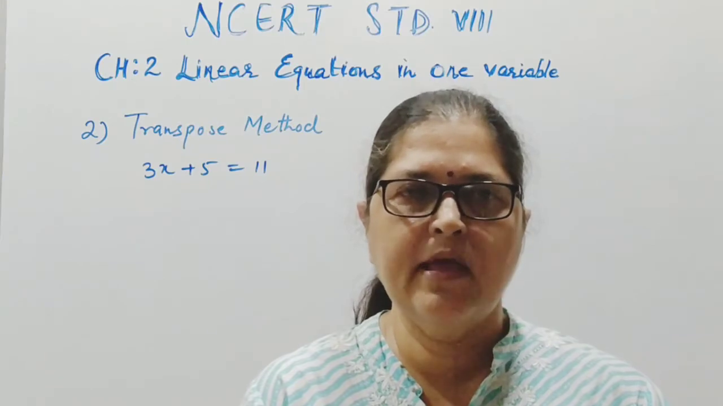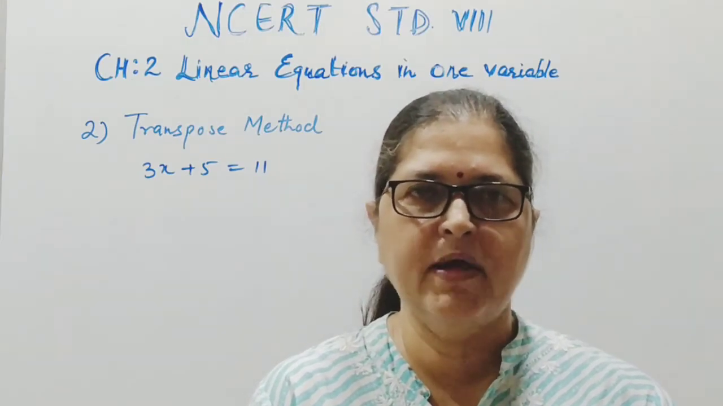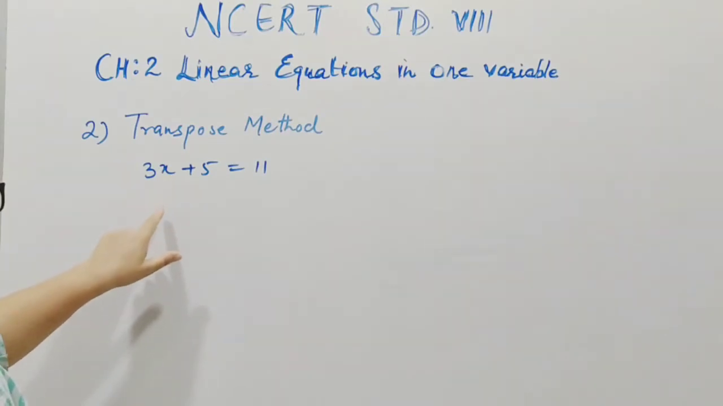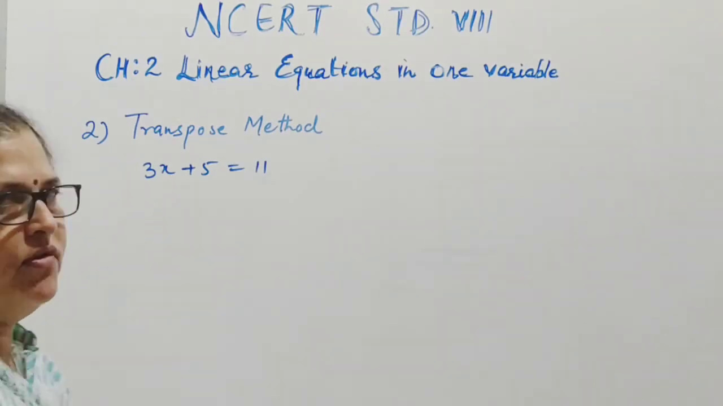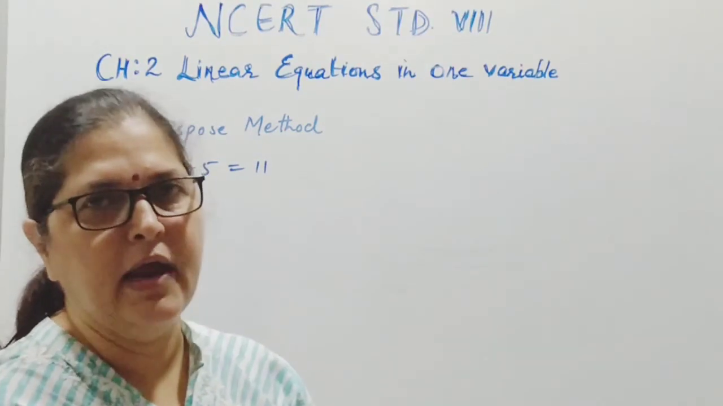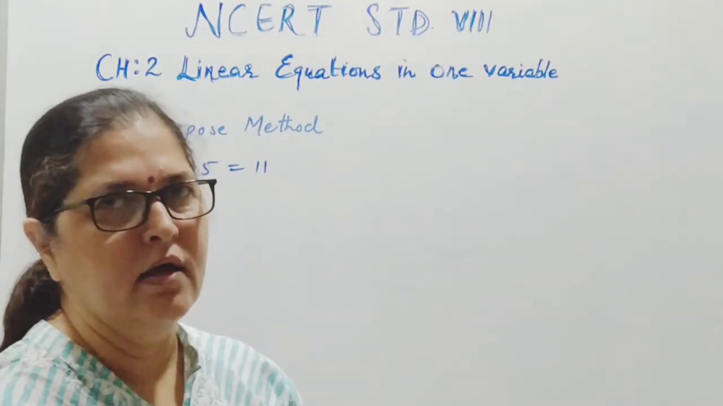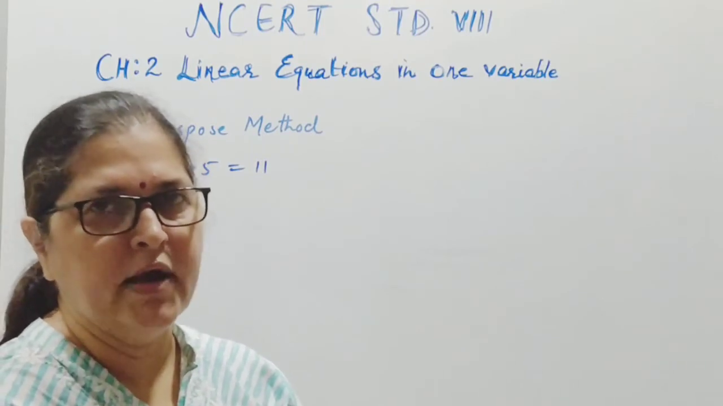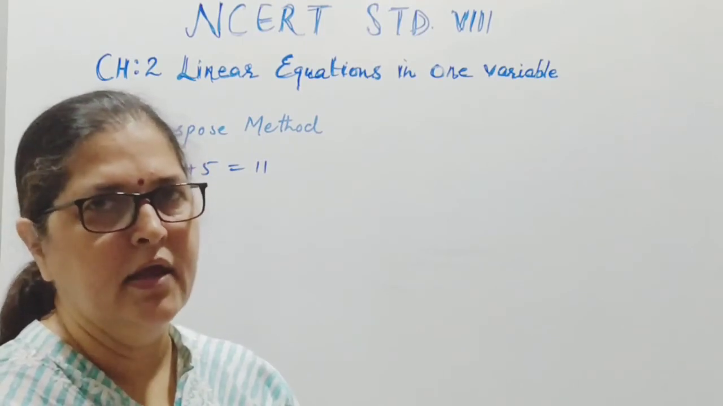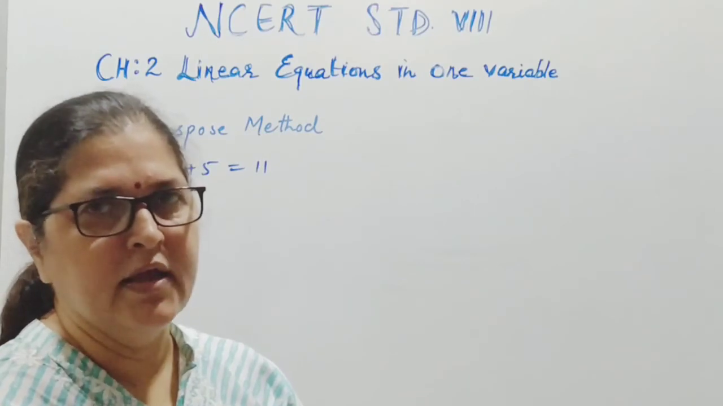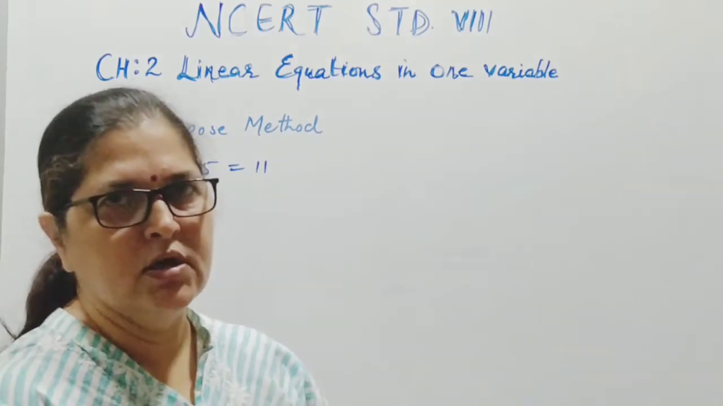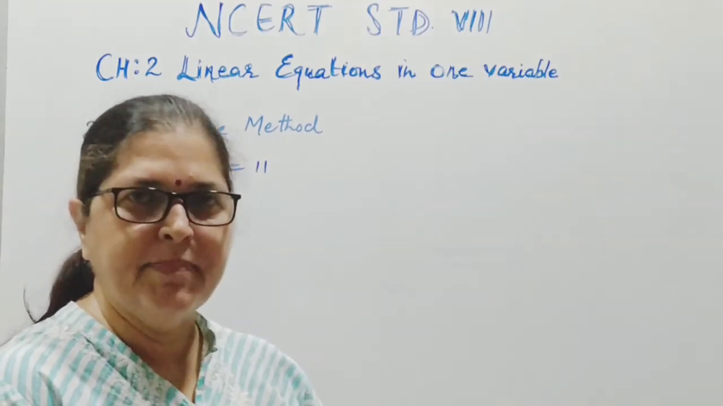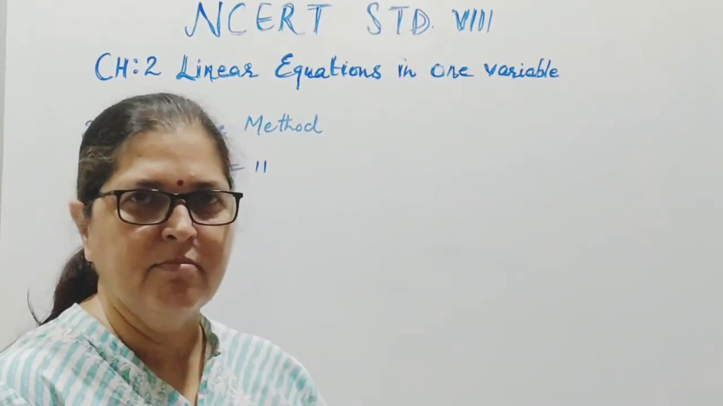Now we will solve the same equation using the transpose method. Here also we will keep the variable on one side and we will shift all the other factors and terms to the other side of the equality sign. Whenever we shift any term or factor to the other side of the equality, it goes with the inverse operation. Addition goes with subtraction, subtraction with addition, multiplication with division, and division with multiplication.